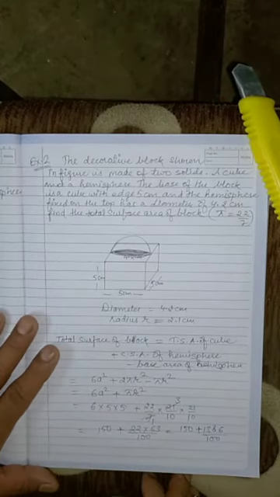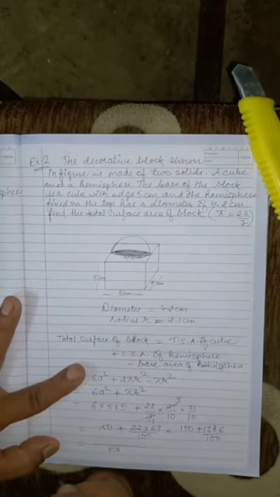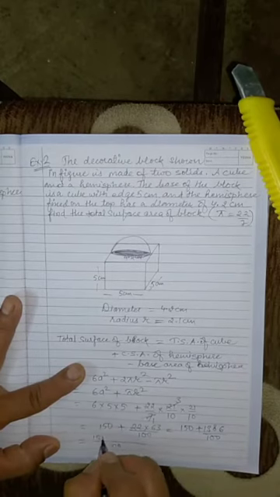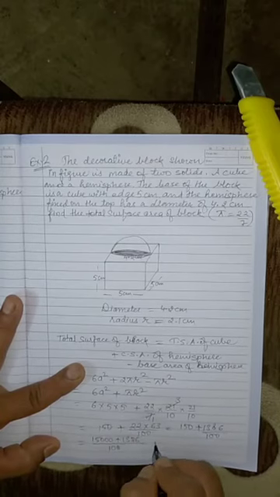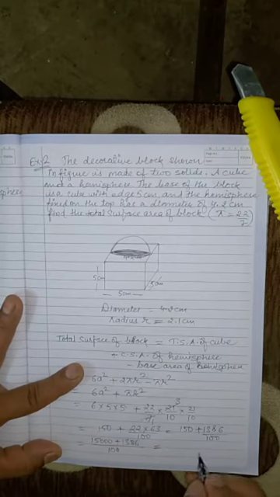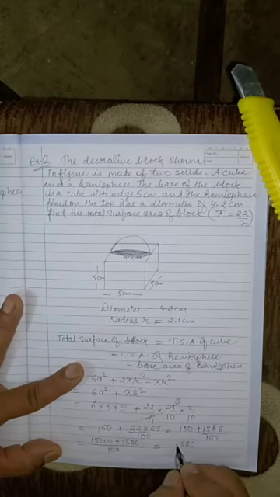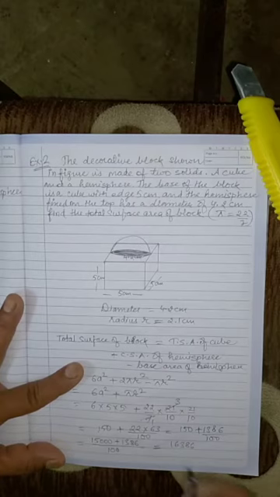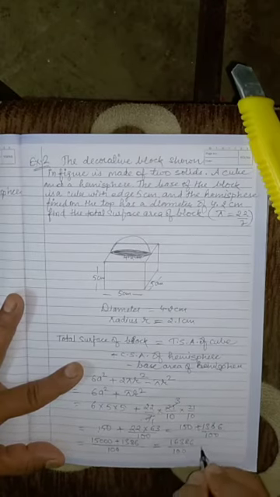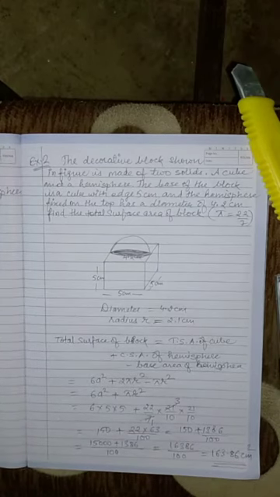So now if we take the LCM, it will be 100 and it is 15000 plus 1386, which is equal to 16386 upon 100, that is equal to 163.86 centimeter square is the total surface area of the block.